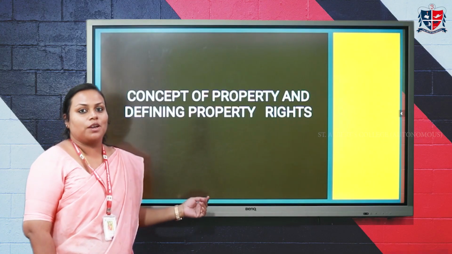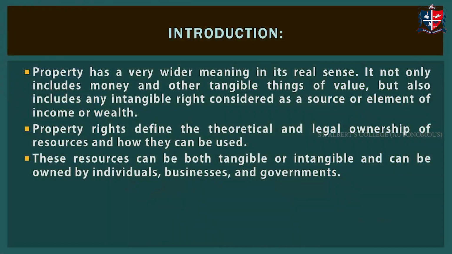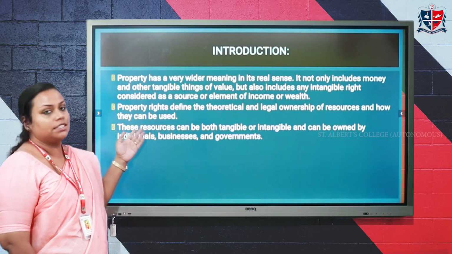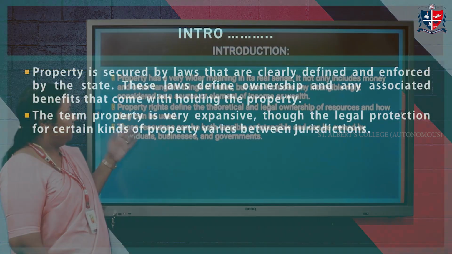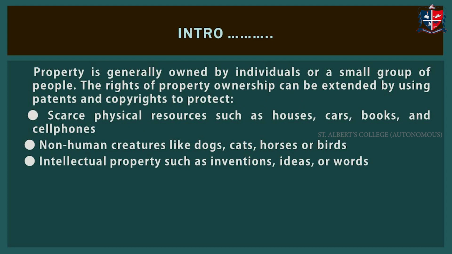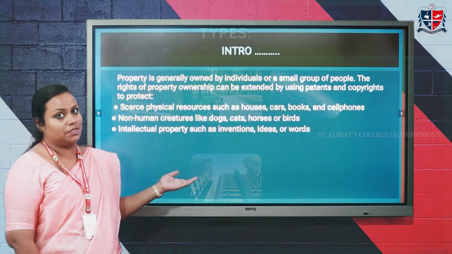Dear students, today we are going to discuss the concept of property and defining property rights. First of all, let's see what a property is. Property, in the wider meaning, is related to intangible and tangible assets or money. It can be legally enforced by the law, and property is legal ownership by an individual, a group of individuals, a government or a business group.